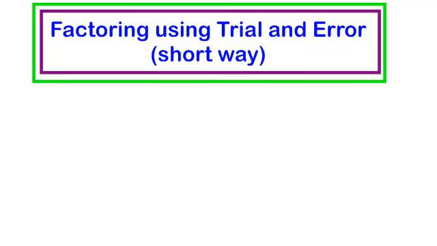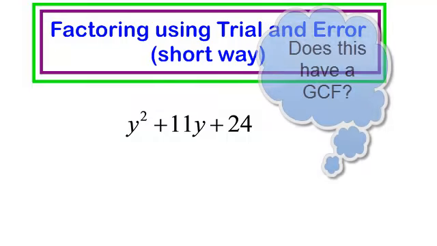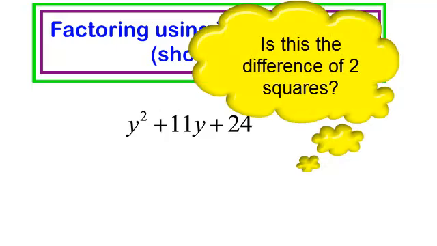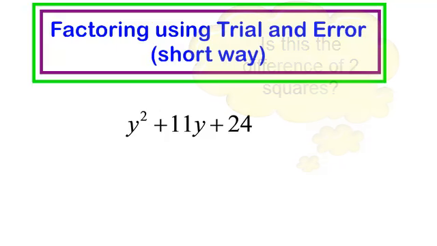Factoring using trial and error, and what I call the short way. An example would be a trinomial, and I'm supposed to factor this. But remember, always ask yourself the questions. Does this have a GCF? It does not. Is this the difference of two squares? Of course not, because there are three things there.